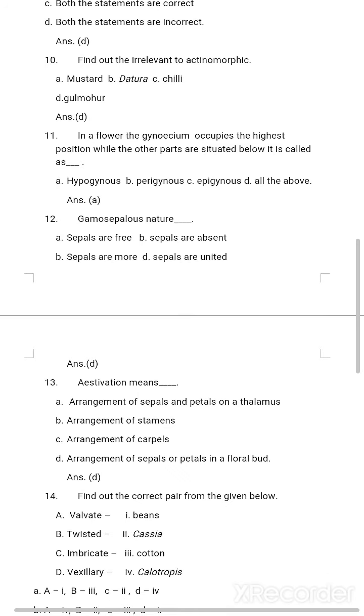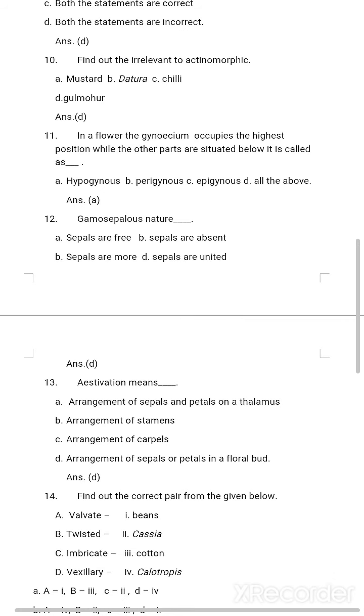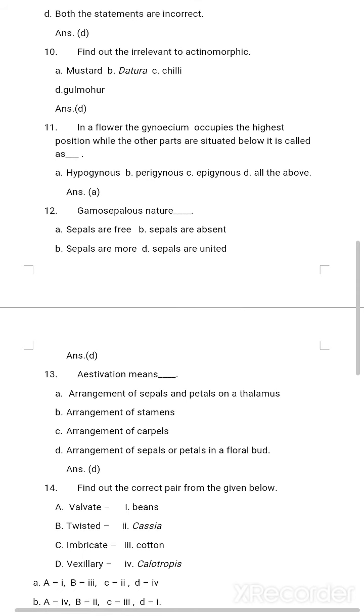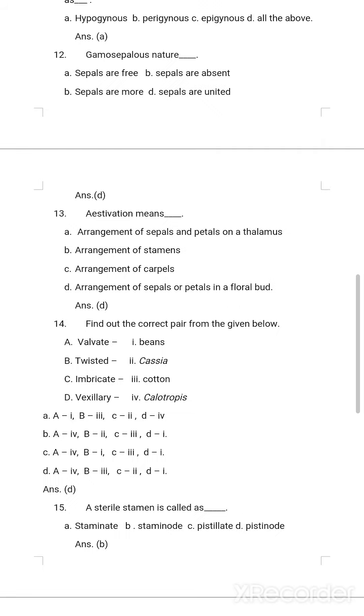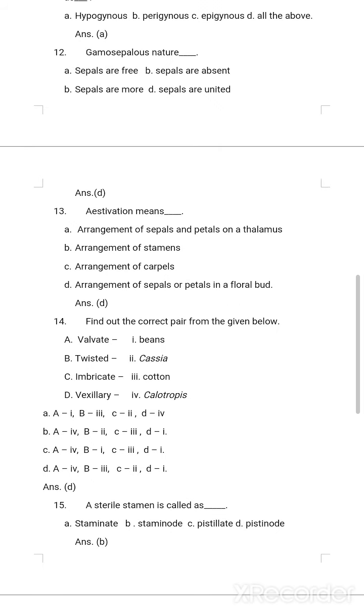Now, moving to the 12th question. What is meant by gamosepalous nature? Let us see the options. Option A, sepals are free. B, sepals are absent. C, sepals are more. D, sepals are united. So students, the correct option is that gamosepalous nature means sepals are united.